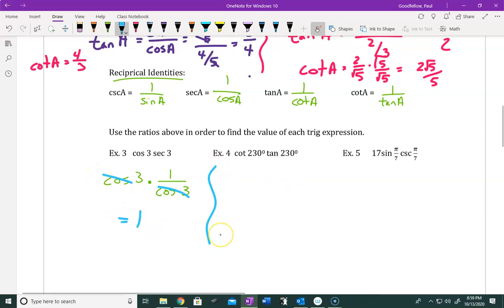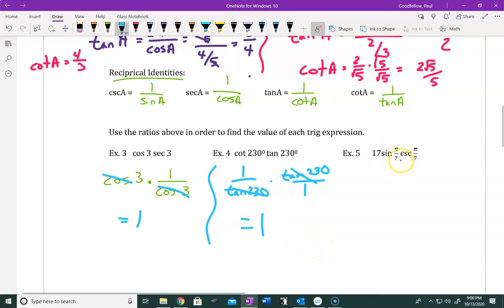You guys see how that reciprocal identity allows you to do some cancellation from top to bottom? Cotangent would be 1 over the tangent of 230 degrees times tangent of 230 degrees. And that's a top to bottom concept. 1. Wow, we're going good here.